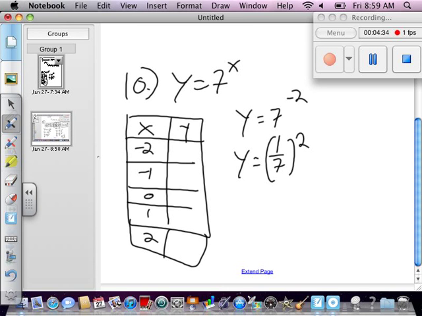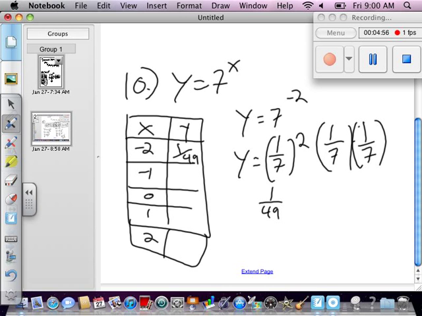Okay? What's 1 times 1? What's 7 times 7? 49. Do you see how I get that? That's the same thing as 1/7 times 1/7. Oops. I wrote 7 instead of 1/7. You guys see that? Okay. All right.